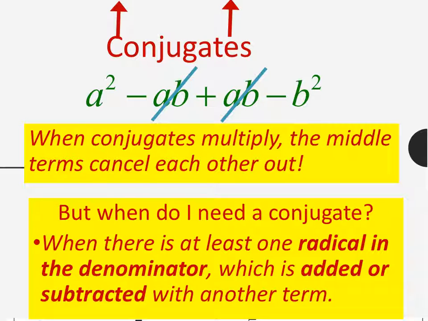The question is, when do I need a conjugate? Well, if there is at least one radical in the denominator and it is added or subtracted with another term. So we should see a radical and we should see a plus or a minus operation, which indicates it's being added or subtracted from another term. So let's check this out.